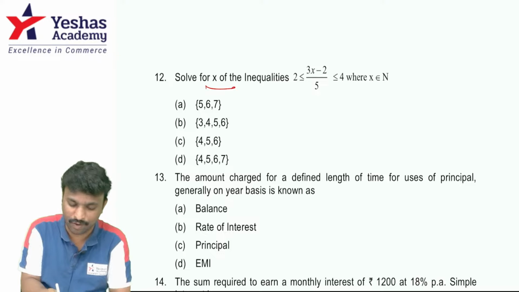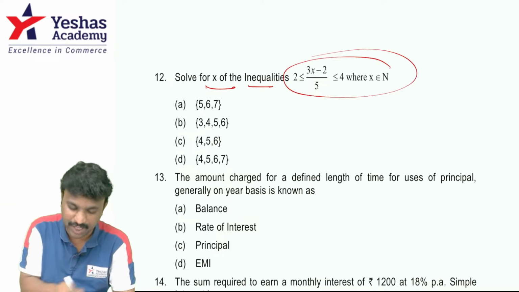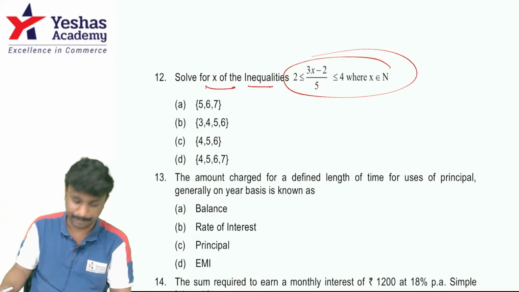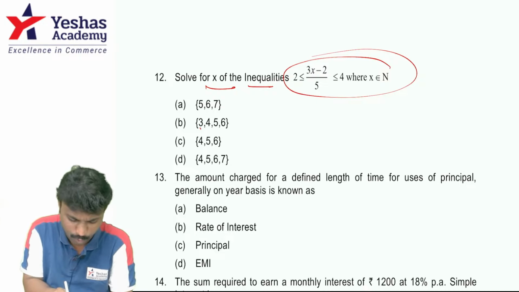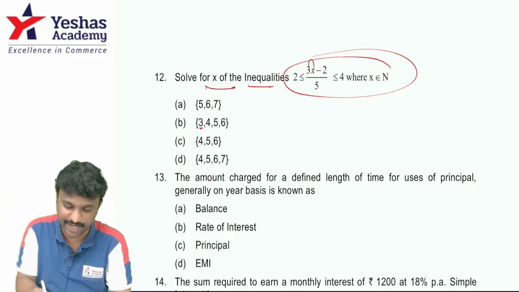Solve for x of the inequalities where x belongs to natural numbers. Guys, let us first of all hit the smallest number, 3. 3 threes are 9. 9 minus 2 is 7. 7 divided by 5.